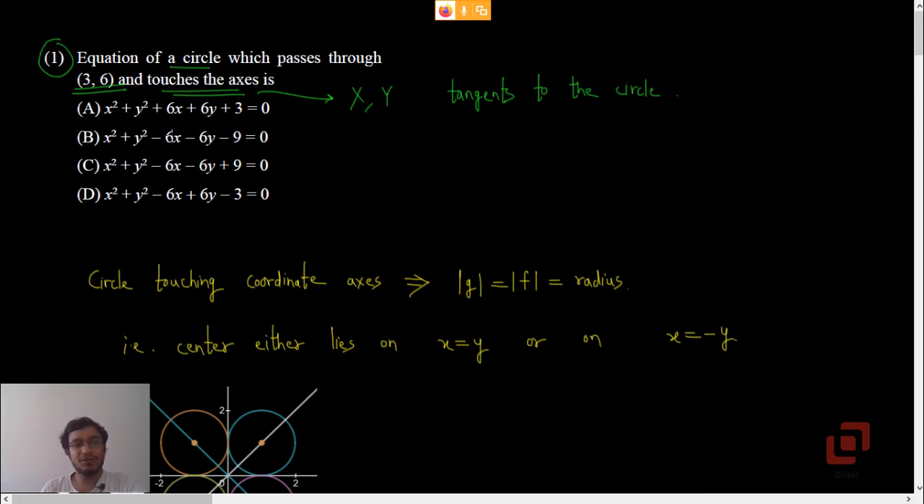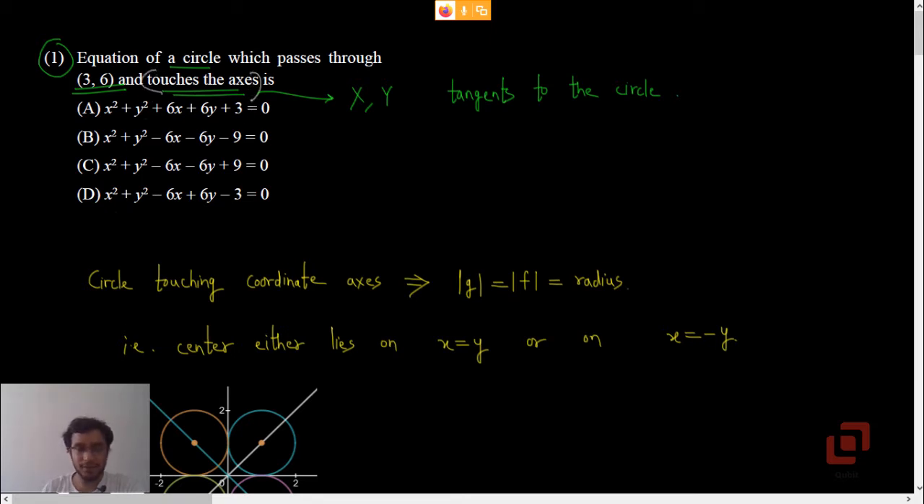In A we have x squared plus y squared plus 6x plus 6y plus 3 equal to 0. In B we have minus 6x minus 6y minus 9. In C we have minus 6x minus 6y plus 9. And in D we have minus 6x plus 6y minus 3. Okay. Now the last part in the statement of the problem is extremely important.